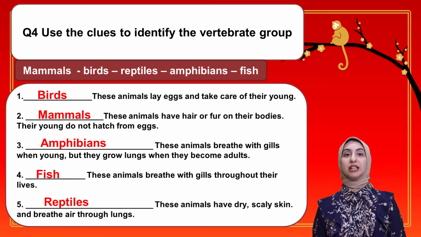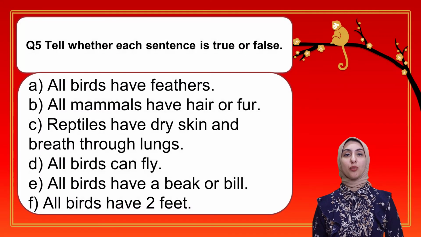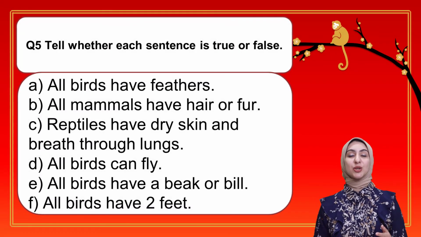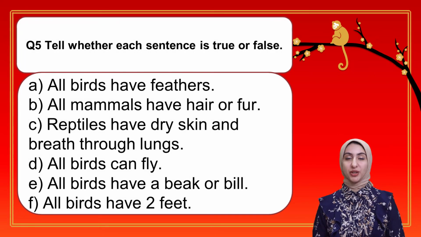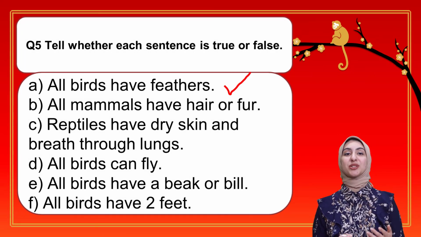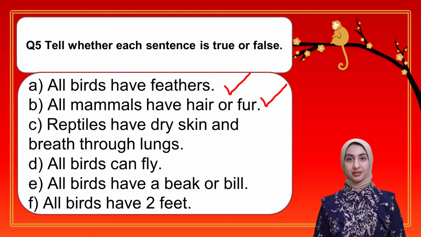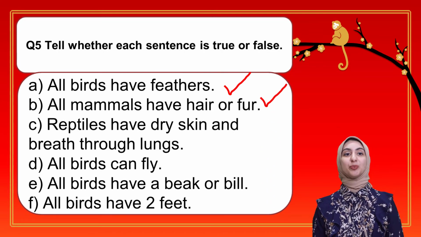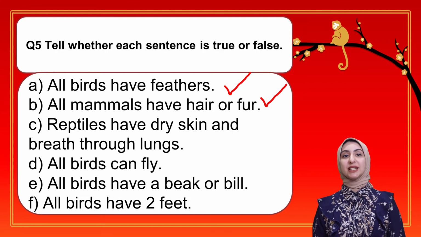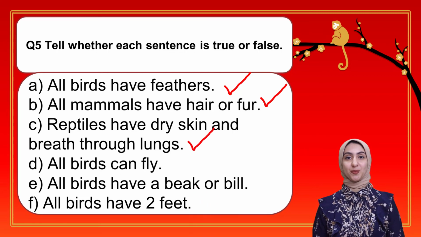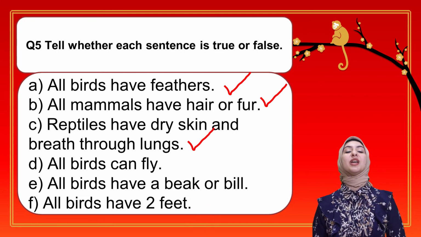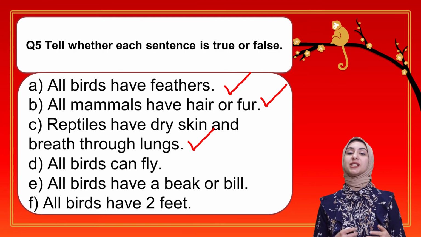Question number 5. Tell whether each sentence is true or false. Question A. All birds have feathers. Yes, of course, true. Question B. All mammals have hair or fur. Yes, true. Question C. Reptiles have dry skin and breathe through lungs. Yes, true. Question D. All birds can fly.